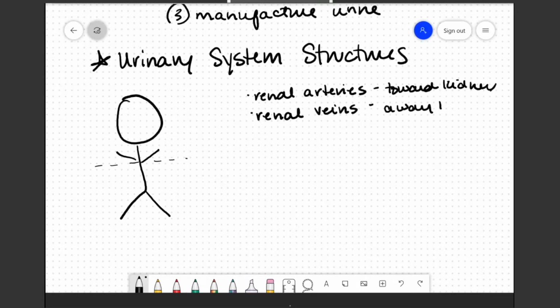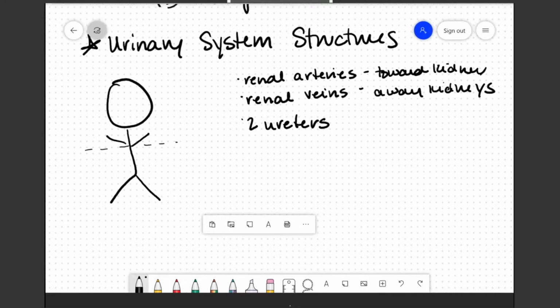So this is how we filter the blood. Renal arteries will bring the blood toward the kidneys. The renal veins, after it's processed, will take it away. There's also going to be 2 ureters. There is going to be 1 urinary bladder. There's going to be 1 urethra.